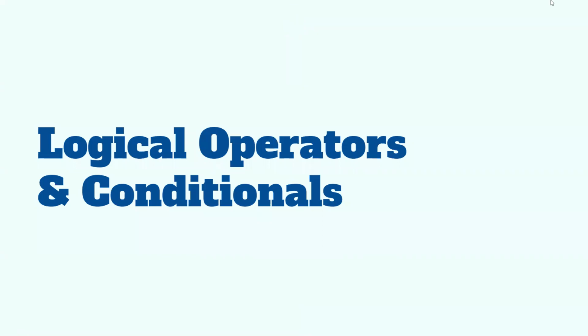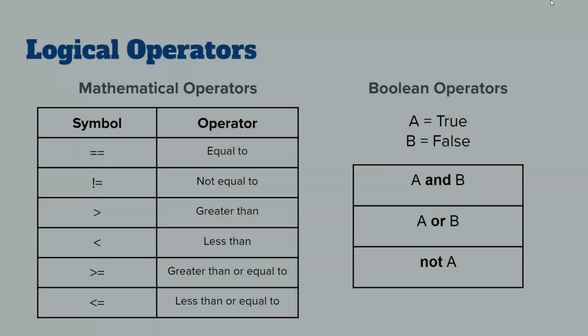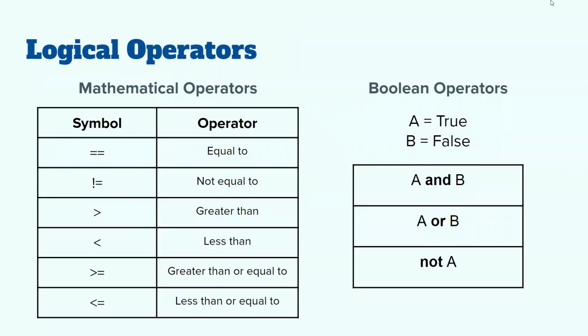Today we'll be going over logical operators and conditionals for Python. So first we'll look at logical operators. We have mathematical operators and Boolean operators. We use mathematical operators to compare like data, so like ints, floats. You can also use strings actually. But here you can see the different kinds of comparisons we can do. So we can check if they're equal, not equal, greater than, less than, and so on.